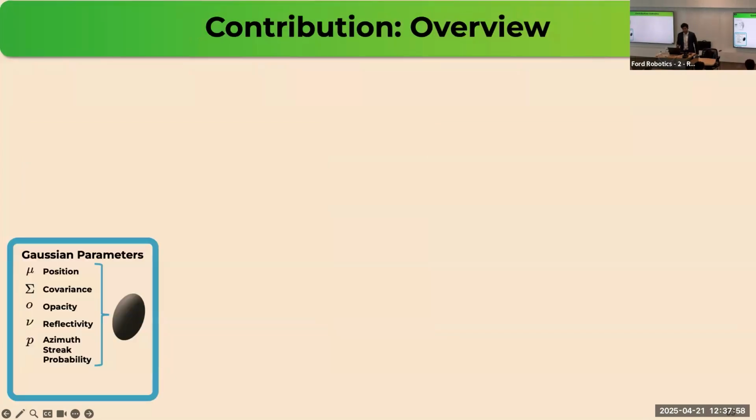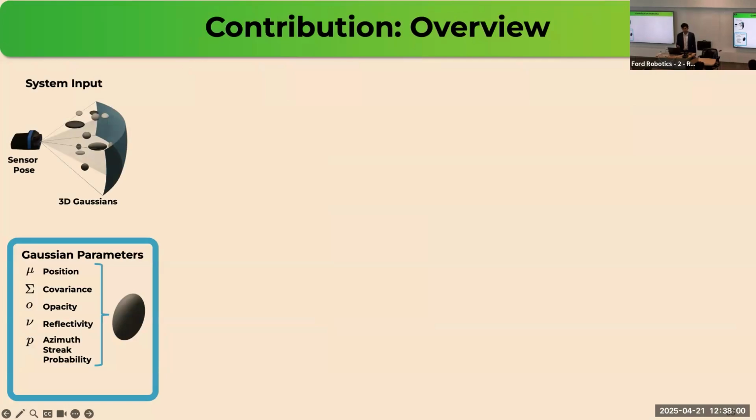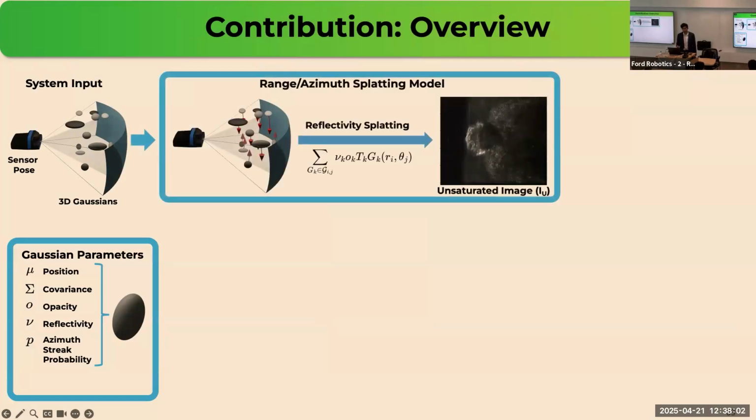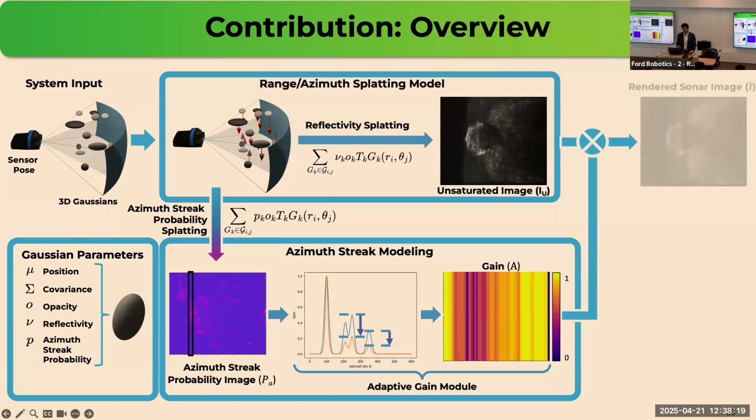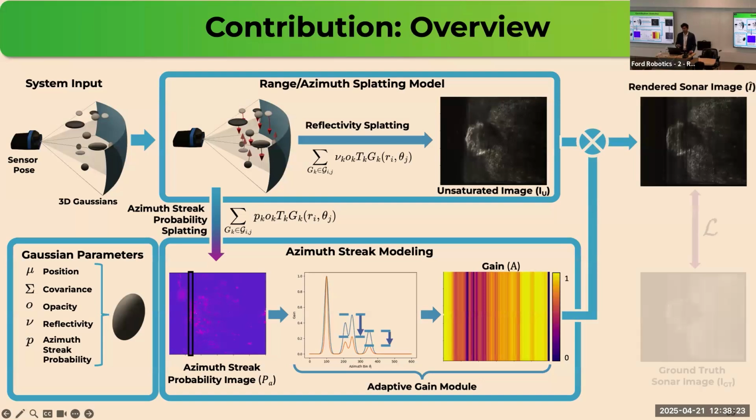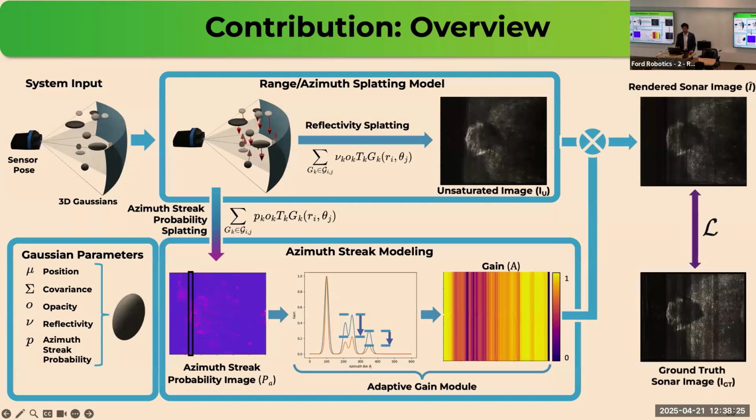So quick overview, the input to our method is the sensor pose and a set of 3D Gaussians. And we run this through our range azimuth splatting model, which splats it based on the acoustic reflectivity of each Gaussian. Simultaneously, we also splat the azimuth streak probability into a probability image. And we create an adaptive gain function, which allows us to combine this with the unsaturated image and create an image that experiences these azimuth streaks. And we're able to train this end-to-end using gradient descent.